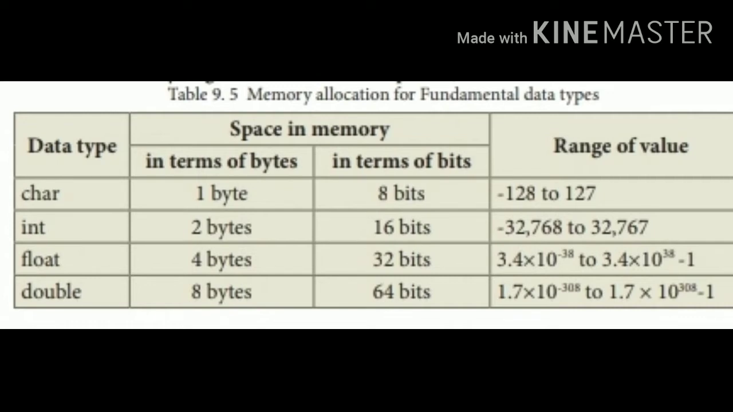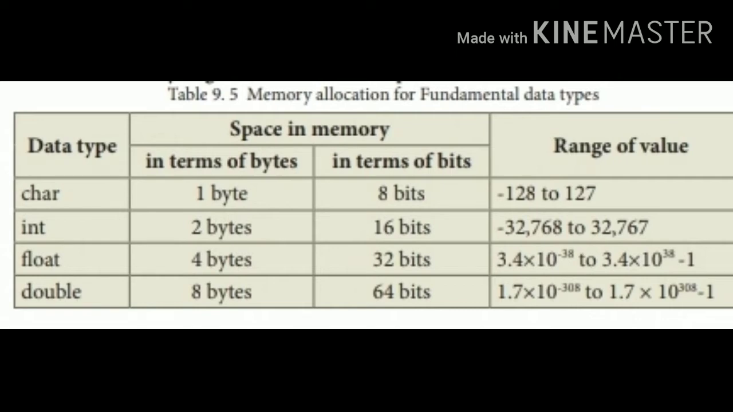In terms of bits, it consists of 8 bits. The range of values is minus 128 to 127. Next is the integer data type, which consists of 2 bytes, in terms of bits, 16 bits. The range is minus 32,768 to 32,767. Float, the memory is 4 bytes.